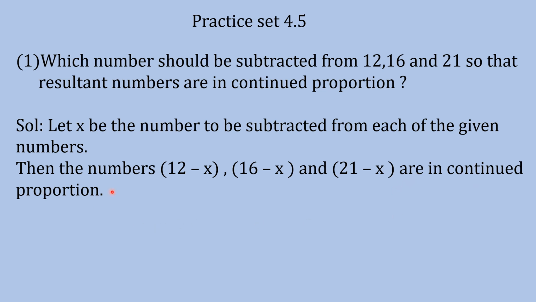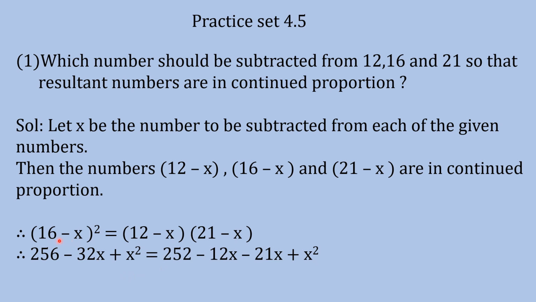Now you know that in continued proportion, for a, b, c, b square is equal to a into c. So we'll apply that. Therefore it will become (16 minus x) the whole square equal to (12 minus x) into (21 minus x). Is it clear? Then you will apply the formula (a minus b) the whole square, that is a square minus 2ab plus b square. We'll open this bracket using that formula, and on the right side it is a multiplication of binomial by binomial, so we'll open the bracket and multiply.